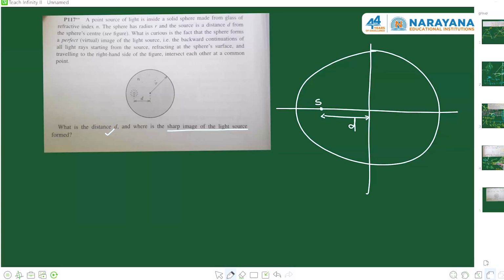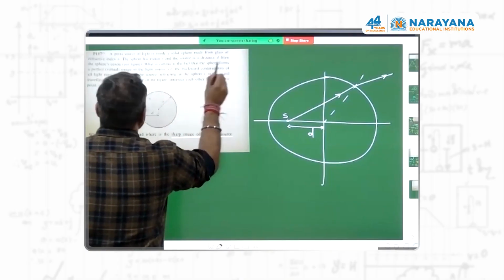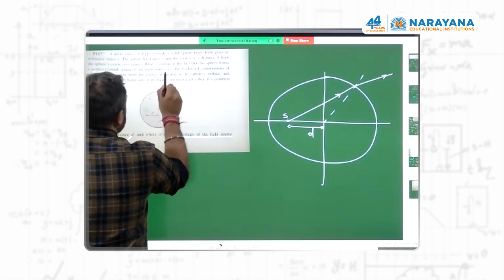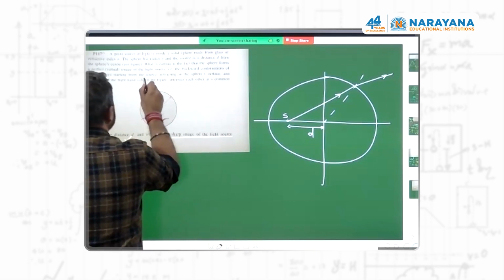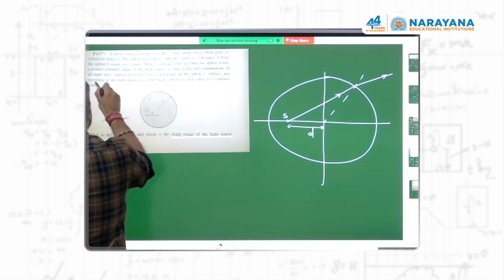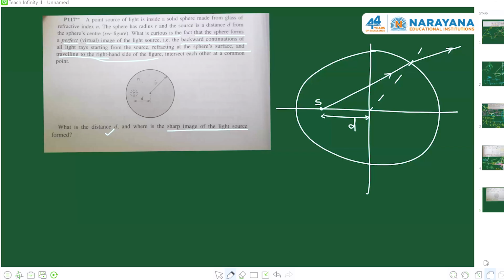So he's saying first of all, we need to understand whether what he is trying to say is practically possible or not. He is saying that all these rays, let's take a ray which is hitting somewhere here. This is the normal. It deviates away, it comes out. He explains everything, that if you read it, what is curious is the fact that the sphere forms a perfect virtual image of the light source. That is, the backward continuations of all the light rays starting from the source, refracting at the sphere surface and traveling to the right side of the figure, intersect each other at a common point. So he has explained that. Tell me what is the value of d and where is the sharp image of the light source formed.